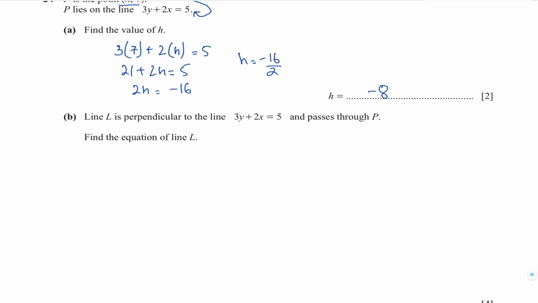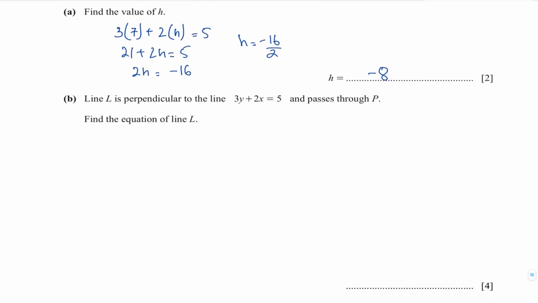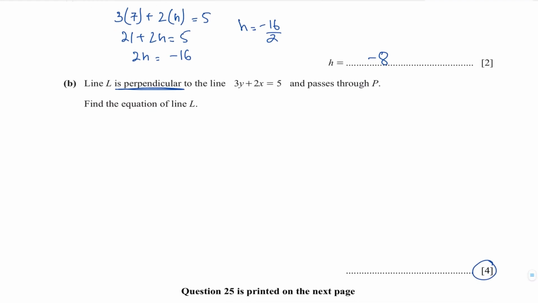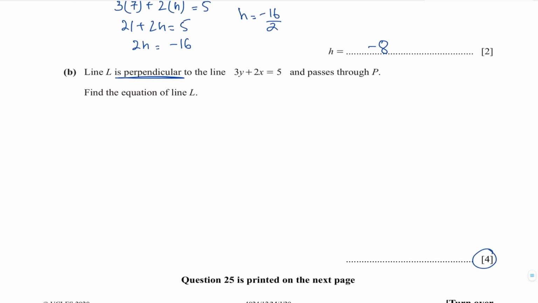So there you go. Then the question says line L is perpendicular to the line 3y plus 2x. So let's just underline the word perpendicular. 3y plus 2x equals 5 and passes through P. Find the equation of the line. Okay, so this is a 4-mark question. So if a line is perpendicular, the first thing you've got to figure out is the gradient, and you can do that by first of all obtaining the gradient of this line, the equation of which is already given.